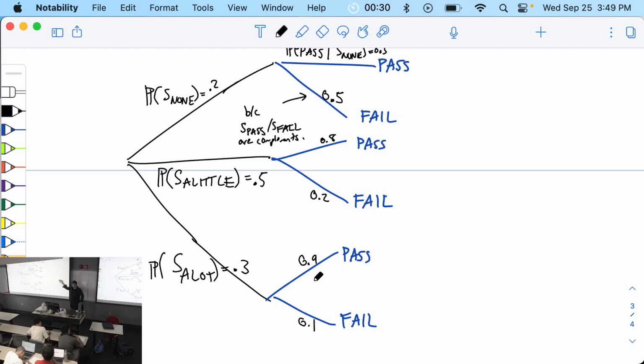Questions or comments about the tree? You might say trees don't go sideways. They go up and down. Well, my tree went sideways.